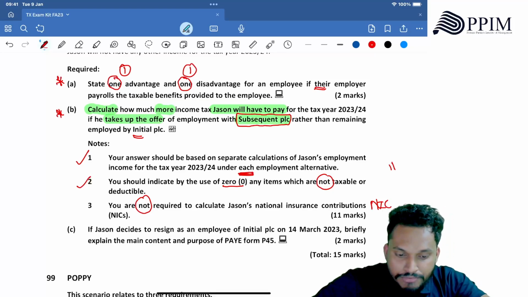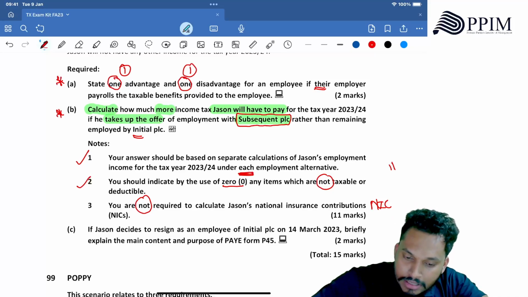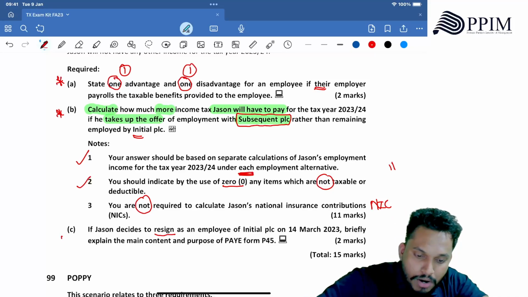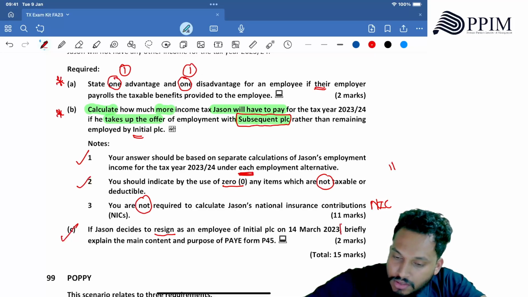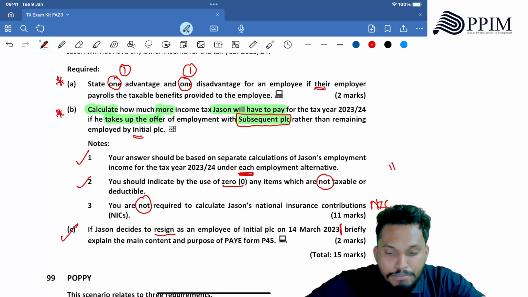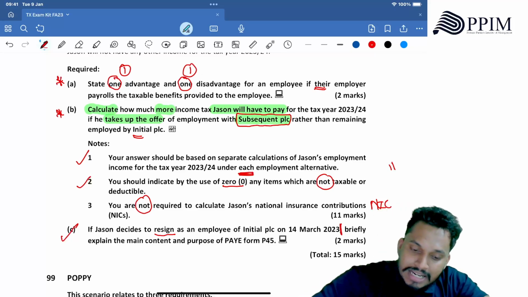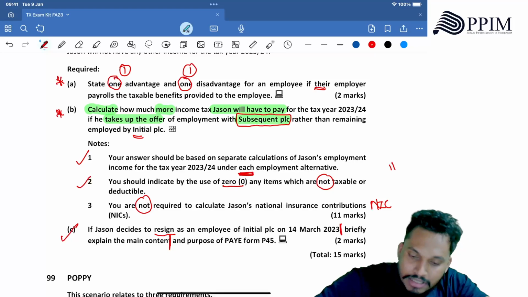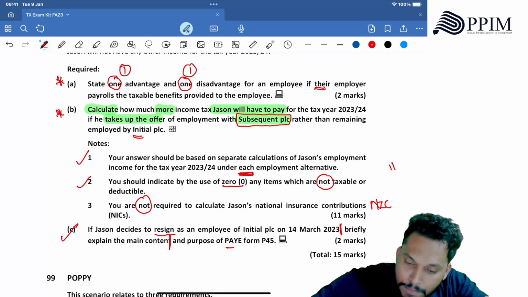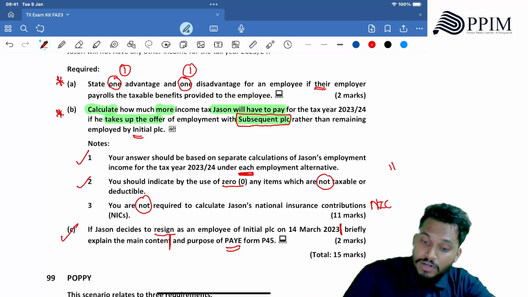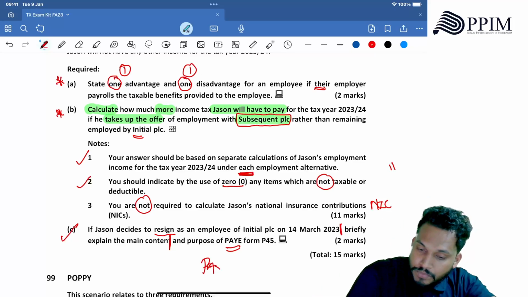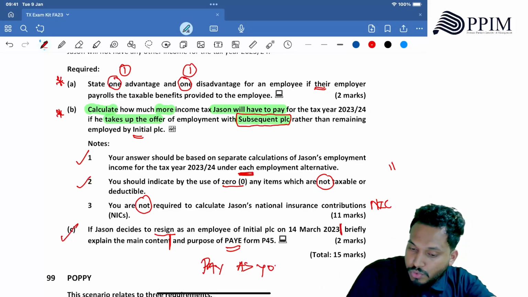Then, if Jason decides to resign, this is your third part of the question. If Jason decides to resign as an employee of initial PLC by 14th of March 2023, briefly explain the main content and purpose of the PAYE form P45. What is PAYE? Pay as you earn.